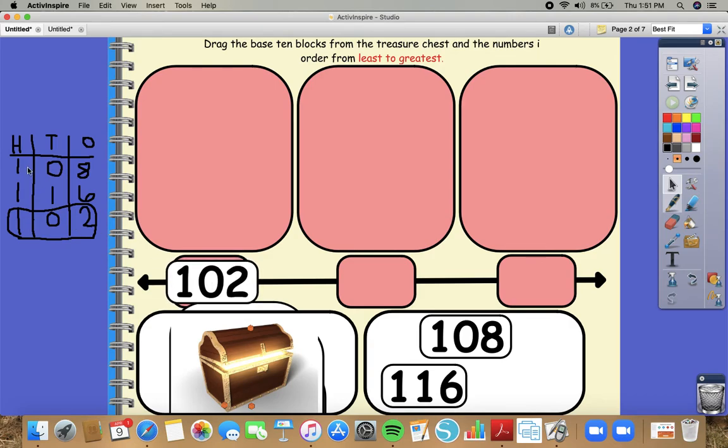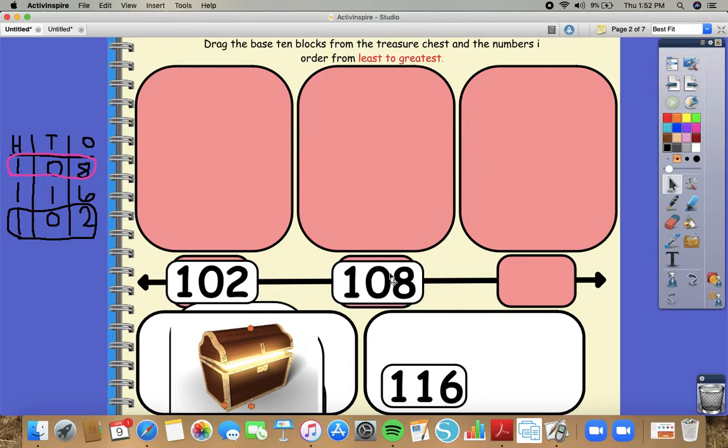Alright, so now we can go back and I'm going to change color markers so we can see. So we have the same thing. Who's smaller, 1 or 1? Well, they're both the same, so we have to move to our next one, our tens. 0 or 1? Who's smaller? 0, so that means our next number is 108. So we're going to put that in our second place. And that means 116 is our biggest number. It goes on the end.